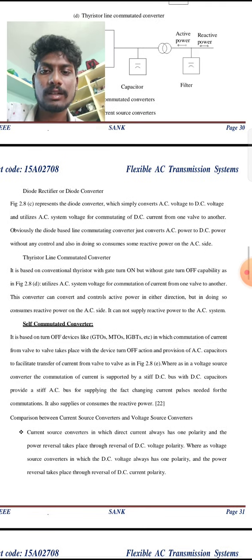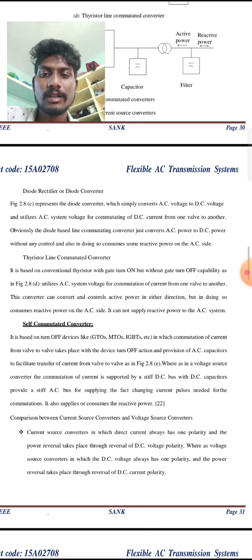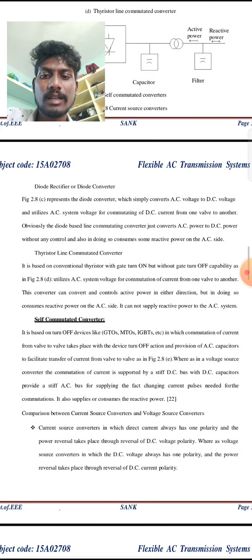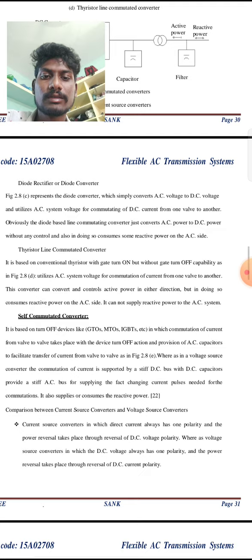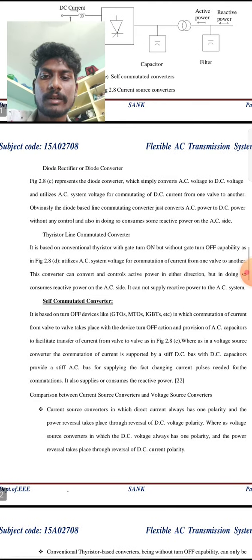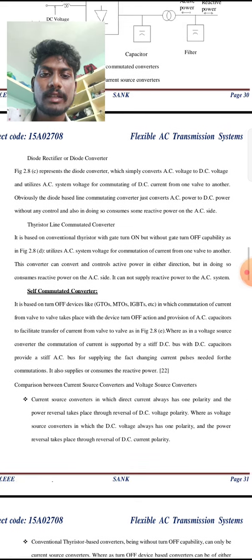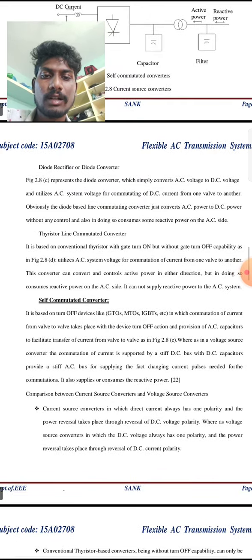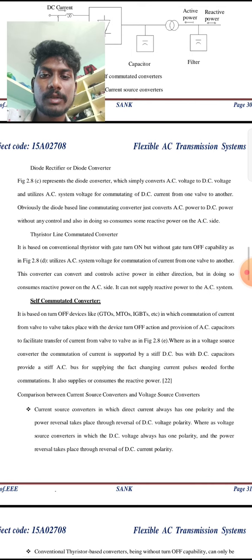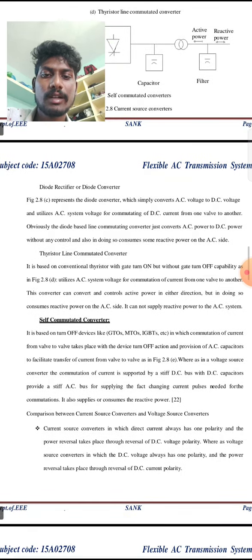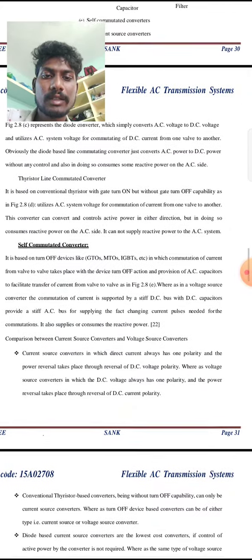Thyristor line commutated converter. It is based on conventional thyristors with gate turn-on but without gate turn-off capability, as shown in figure D. It utilizes the AC system's voltage for commutation of current from one valve to another. This converter can convert and control active power in either direction, but in doing so consumes reactive power on the AC side. It cannot supply reactive power for the AC system.